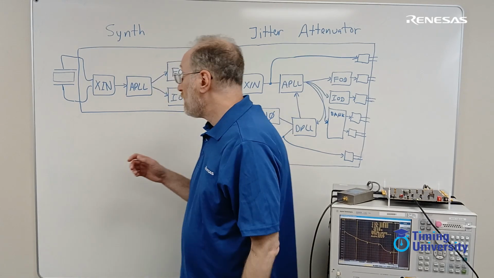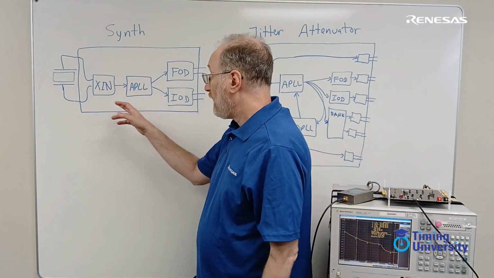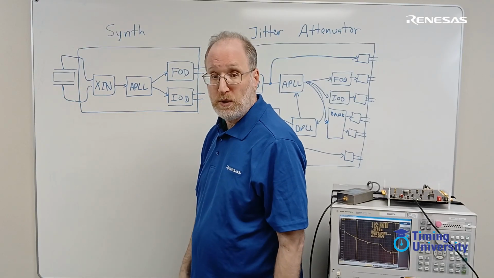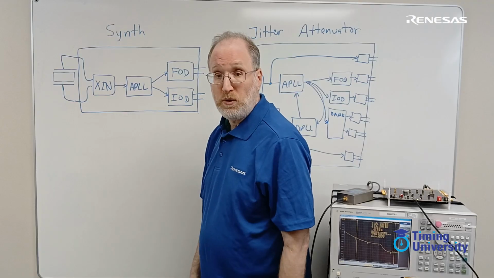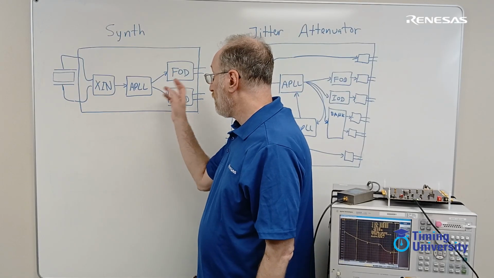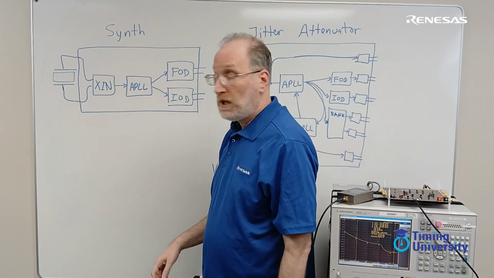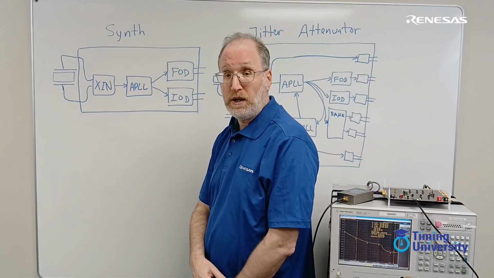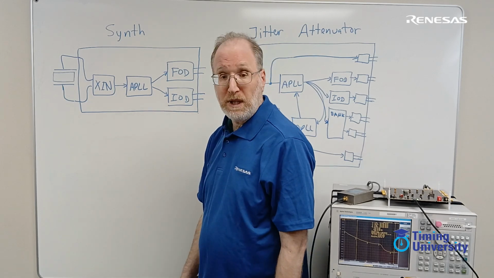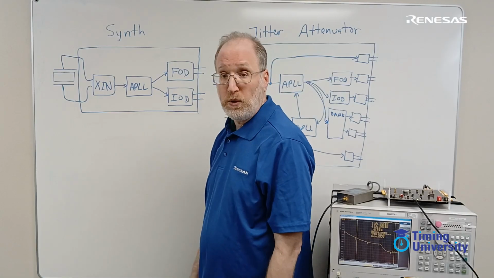So a synthesizer part has a couple different components. It has the X-in block, which takes the crystal and makes a reference frequency. That frequency is taken to an APLL to multiply it up to a high frequency. Then you have a divider to divide it down to the frequency you need for the output. In this part, we have two different dividers. We have an IOD, an integer output divider, and an FOD, a fractional output divider, to go from the high APLL frequency, which is typically around 10 gig for this product, to your output frequencies.